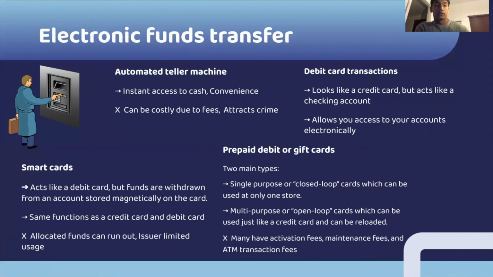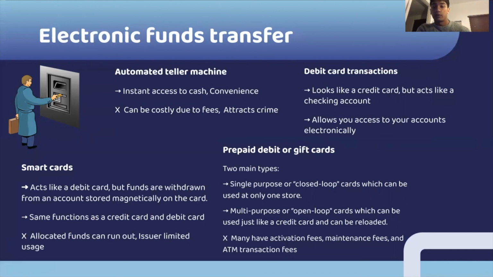Then we have smart cards. Smart cards also act like debit cards, but the account is actually magnetically stored on the card itself. Smart cards also have access to any kinds of IDs that you put on there, or your health insurance, or anything that you can put on there. But allocated funds can run out, and there are issuer-limited usage limits.